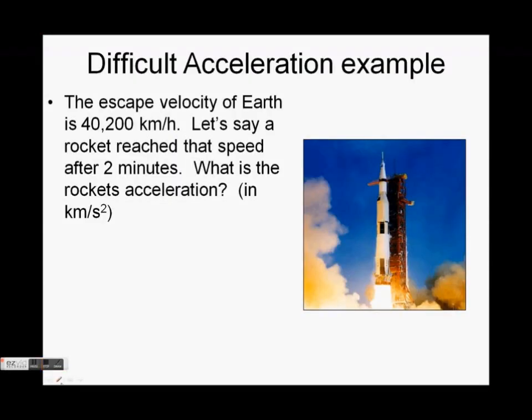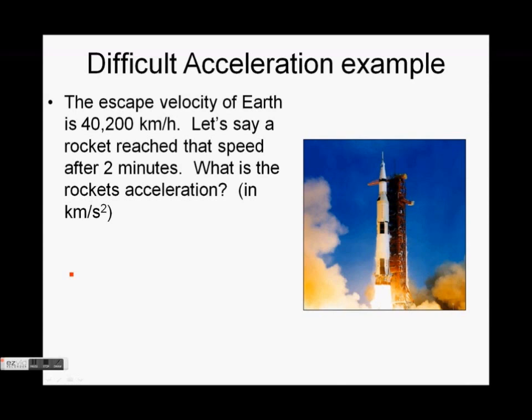Okay? Okay, let's do one last example of acceleration, a little more difficult one. So hopefully you have your calculators ready to do this. The escape velocity of Earth is 40,200 kilometers per hour. Okay, what that means is if you are in a rocket or whatever and you are trying to get away from the Earth's gravity, you have to be going at least 40,200 kilometers per hour. Otherwise, Earth's gravity will pull you back in.